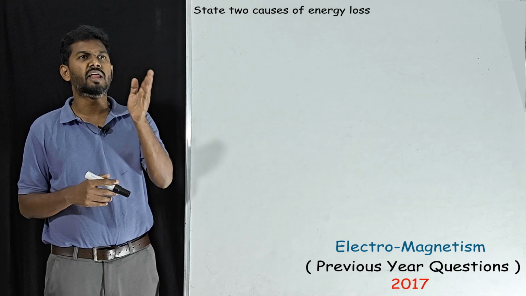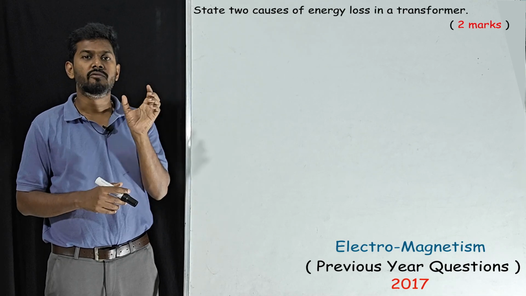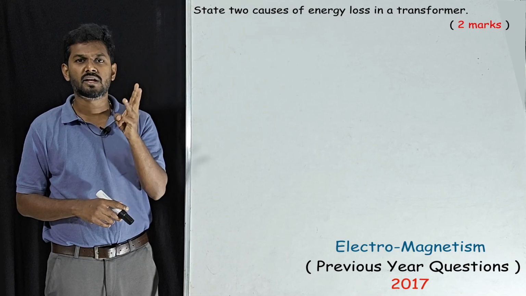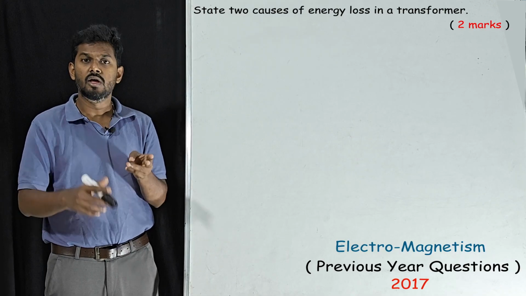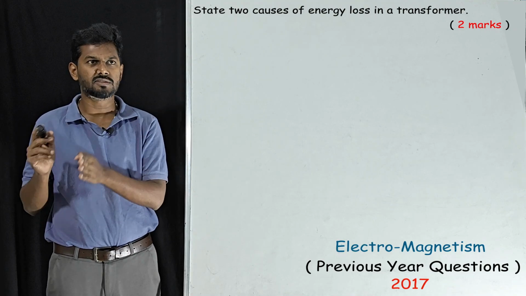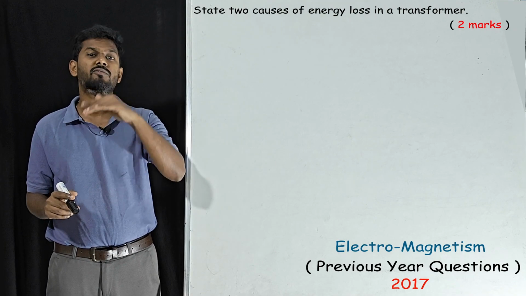State two causes of energy loss in a transformer. We are not just going to learn the solution for this question. Actually, there are three types of energy losses in a transformer. What are the names? What are the causes? What are the preventions? If you learn all these three, then the same question can be twisted in many other ways.